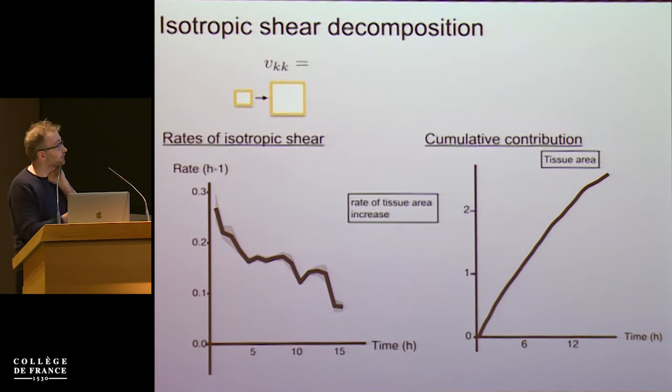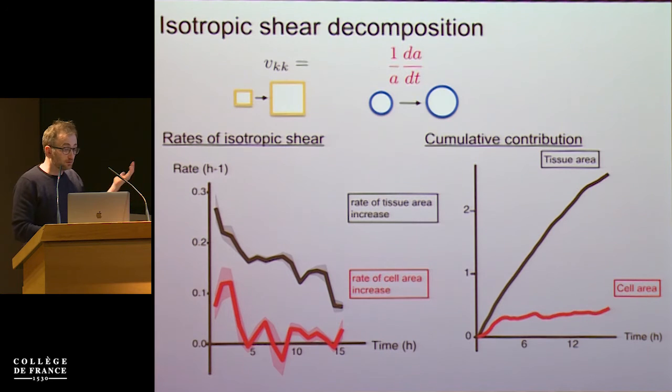Okay, and then we can take the movies. We have 3 different wild types, and they look similar. And we look at the rate of shear as a function of time. So this is how much the tissue deforms as a function of time. And this is the cumulative contribution, so how much the area actually increases as a function of time. Okay, so the rate is decreasing, so the growth is slowing down. And this is the overall logarithmic area increase.